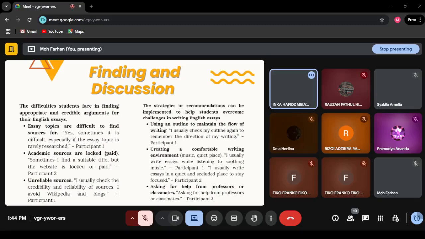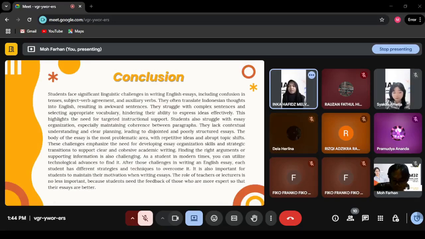Next is the conclusion. Students face significant linguistic challenges in writing these essays, including confusion in tenses, subject-verb agreement, and auxiliary verbs. They often translate Indonesian into English, resulting in awkward sentences. They struggle with complex sentences and selecting appropriate vocabulary, hindering their ability to express ideas effectively. This highlights the need for targeted instructional support.